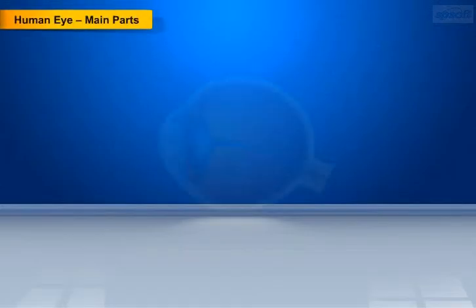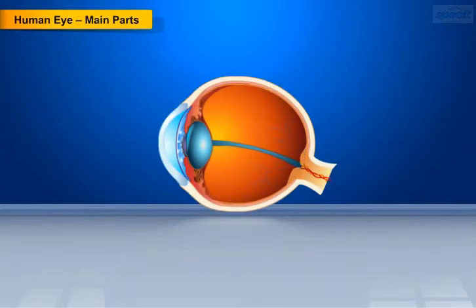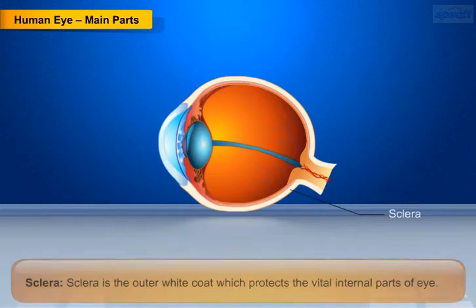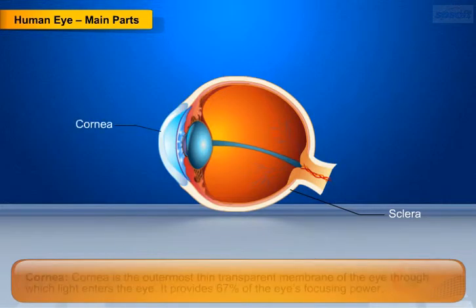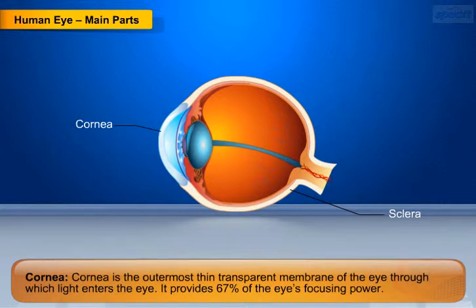Let us understand the human eye parts in detail. Sclera. Sclera is the outer white coat, which protects the vital internal parts of the eye. Cornea. Cornea is the outermost thin transparent membrane of the eye, through which light enters the eye.